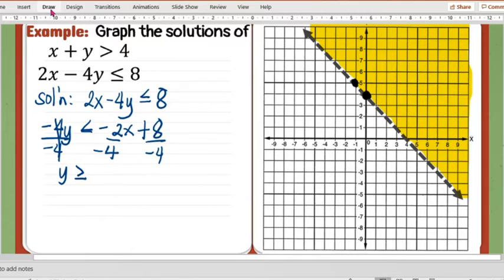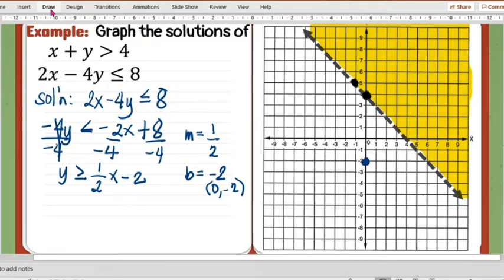Negative 2 divided by negative 4 gives positive 1 half x, because negative divided by negative is positive. The 2/4 can be reduced to lowest terms. Then positive 8 divided by negative 4 is negative 2. Now, our slope is 1 half and our y-intercept is negative 2, so we start at (0, negative 2). This is where we first plot a point.